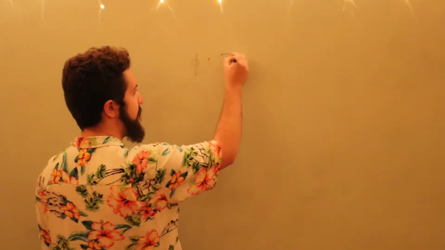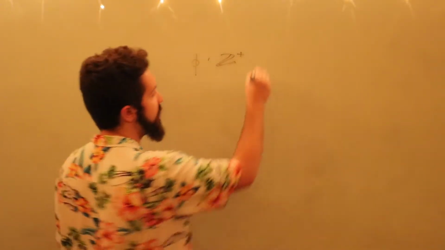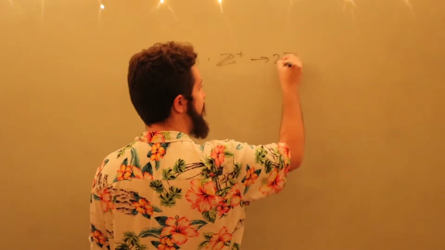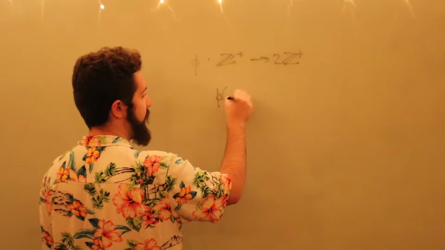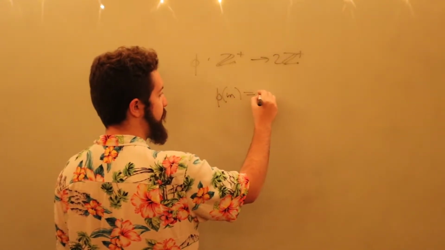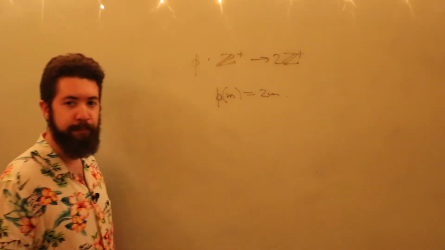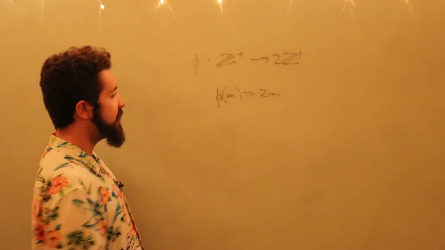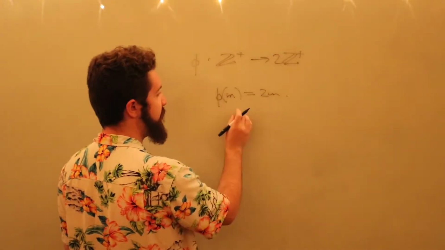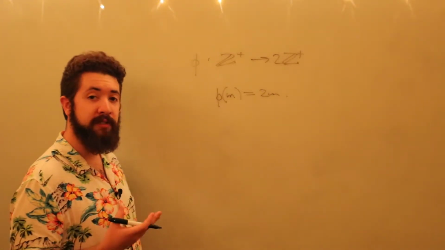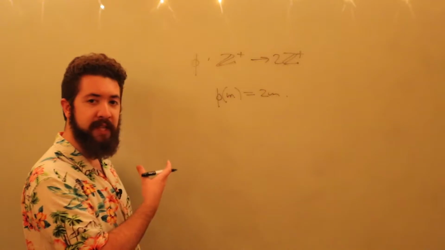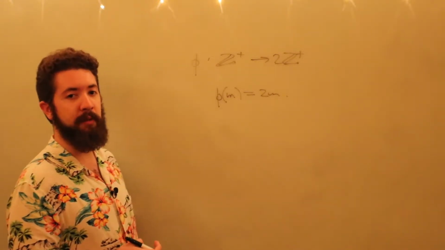Alright, as our first homomorphism, let's look at the map phi from the additive integers to the additive even integers, given simply by phi of m is equal to 2m. So obviously for any input in the integers, the output is going to be in the even integers. So what we're concerned with here is proving that phi is an operation preserving map.